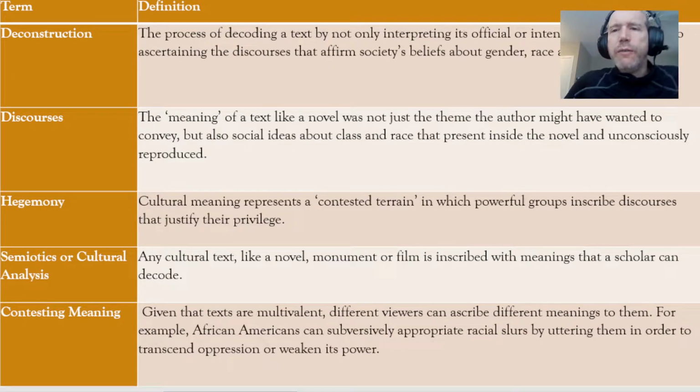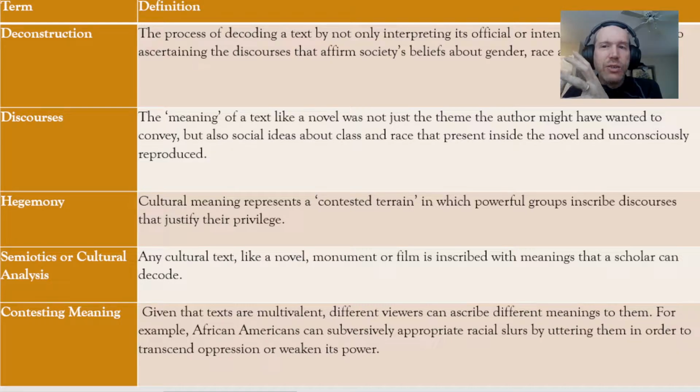One of the things we're going to be focusing on a little bit later is post-structuralism and cultural theory. So when we're analyzing a film or a cultural text or a comic book, this is essentially the technical vocabulary that historians would use. Deconstruction refers to the process of interpreting any cultural text. Discourses are essentially clusters of meaning inside a society that are also represented inside a text.